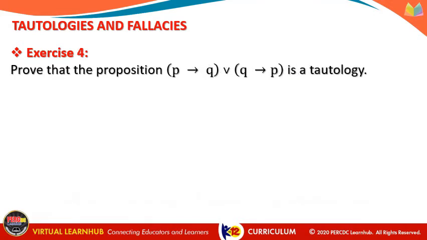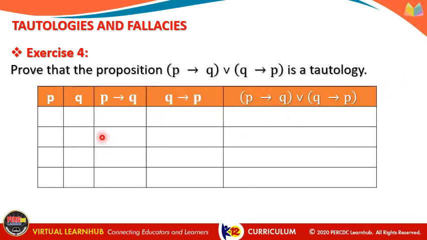Let's go to exercise 4. Prove that the proposition given is a tautology. Okay, what do we have here? We have here a disjunction. This is a disjunction consisting of two conditional propositions. The left side is if P then Q. The right proposition is if Q then P. Let us prove that this is a tautology.